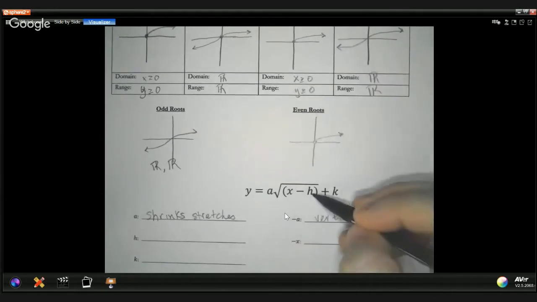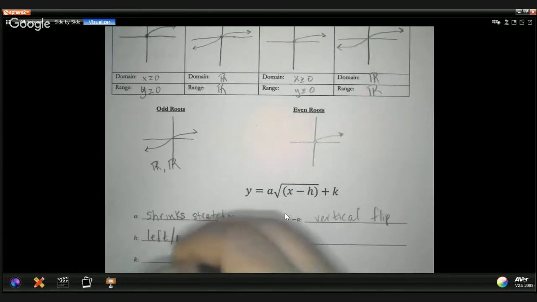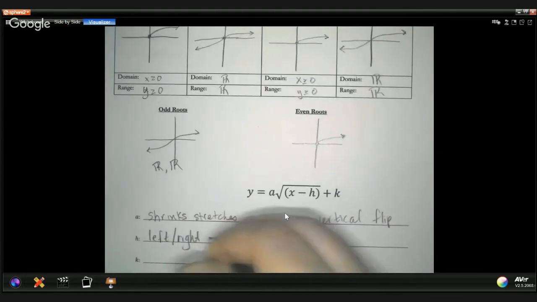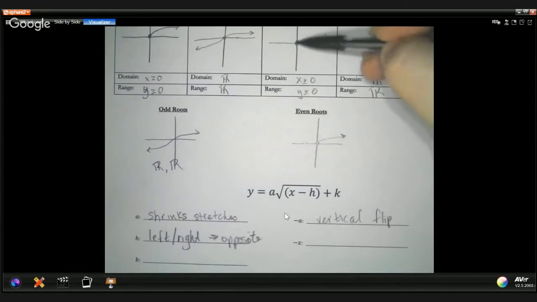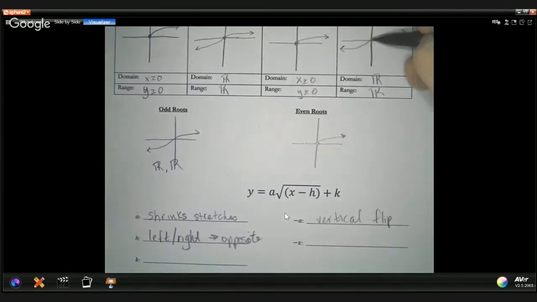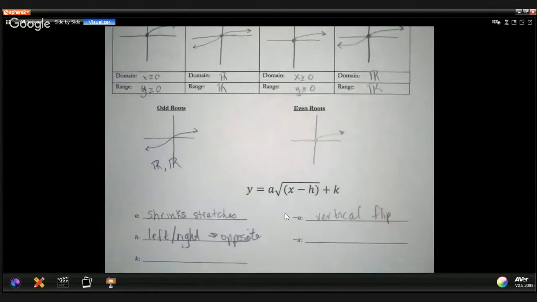H, remember whatever's with the X is the left or right. And remember, it's always the opposite. And for this point, it's telling you where that point is, or this point. It's telling you that point goes to the left or right. If you have a negative X inside, this is a horizontal flip, so it's going to make it face backwards.